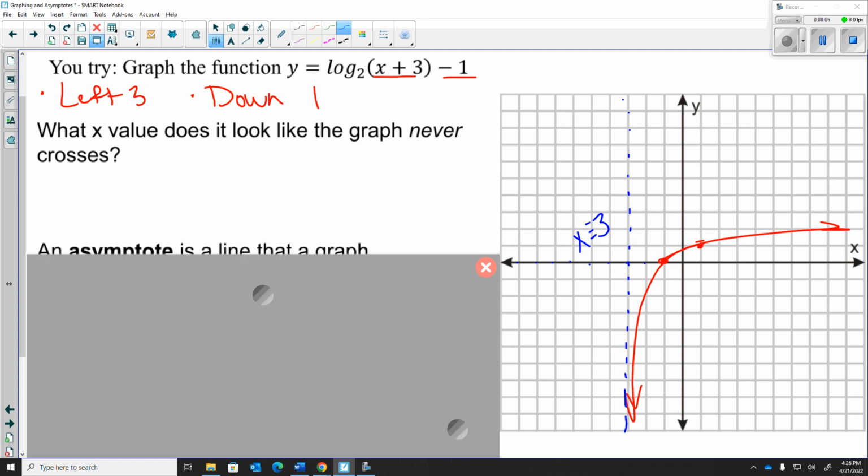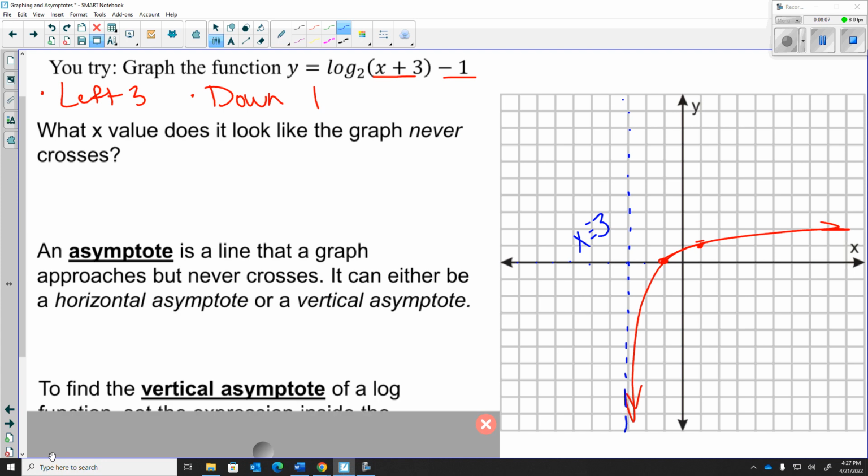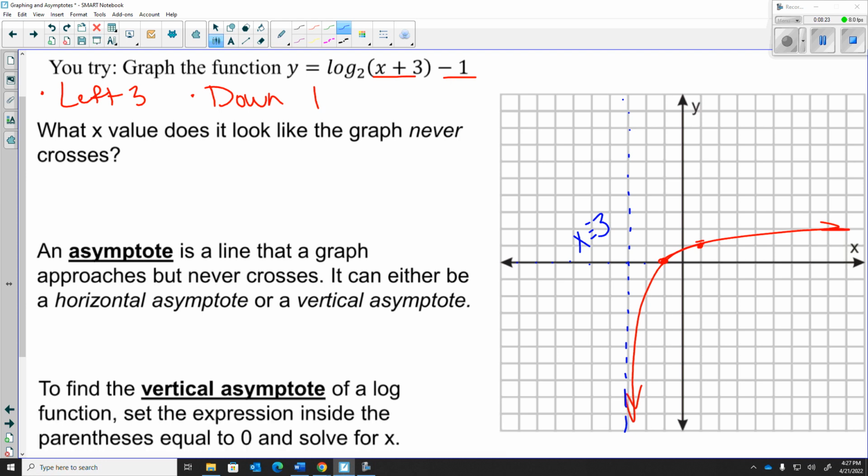So this is something that we call an asymptote. Yes, you heard it correctly. The word is asymptote. An asymptote is a line that a graph approaches but never crosses. It can either be a horizontal asymptote or a vertical asymptote. When we're talking about a log function, it's always going to be a vertical asymptote, meaning a vertical line, like this line right there, right? It's never going to cross that, okay?